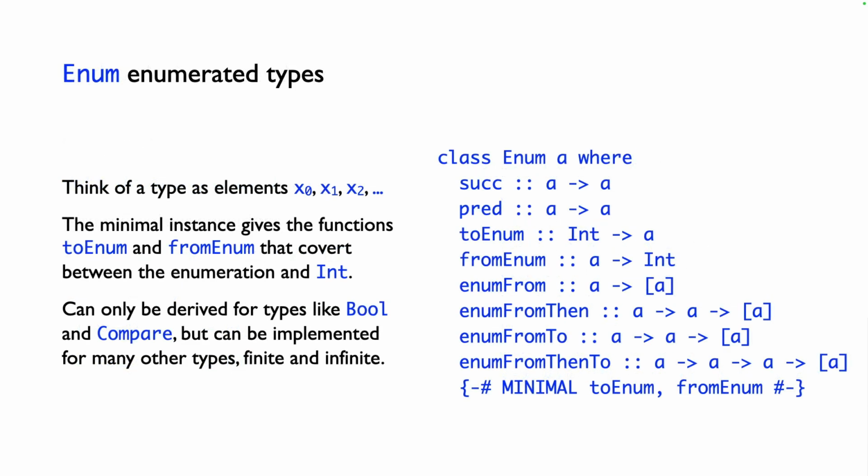We also have types which we can think of as coming from an enumeration. We can lay them out one at a time, x0, x1, x2, and so on and so forth, like the positive integers. And you can imagine that every number has a successor, every number has a predecessor, or maybe not every number. And the minimal instance are the functions toEnum and fromEnum that convert between the enumeration and integers. Now, they can be derived for real enumerated types like Bool and Ordering, but they can be implemented for many other types. And you can imagine it's not terribly difficult to think about how you might want to implement them.